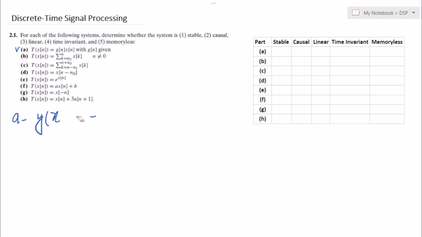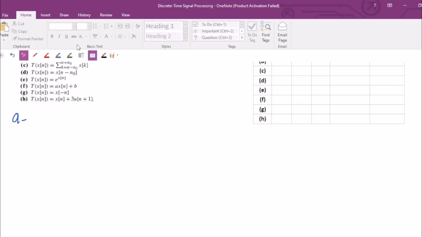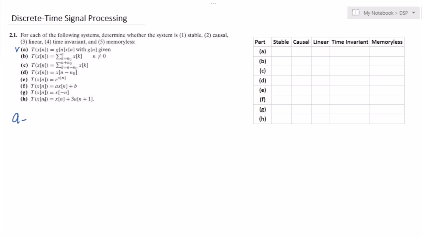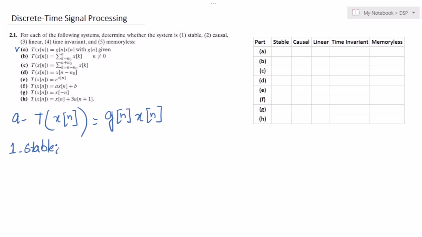So the question here is T of x of n is g of n times x of n. Okay, when x of n is applied, it will be multiplied with this g of n. The first part is to see whether the system is stable or not, so we have to check the stability of it.